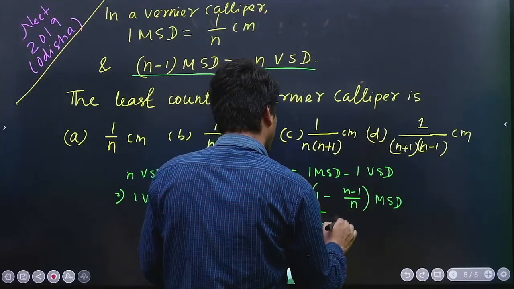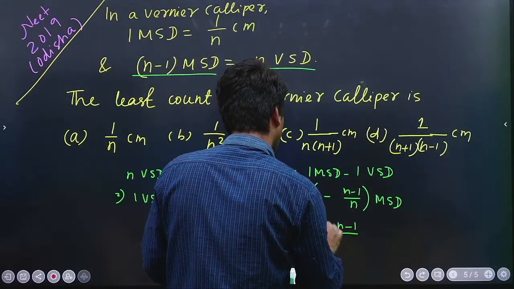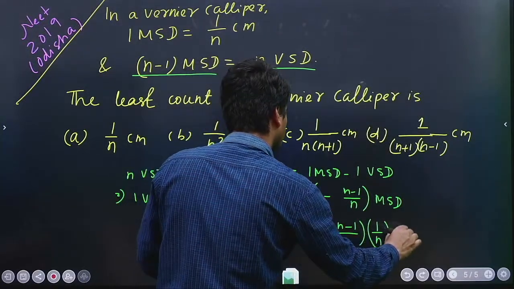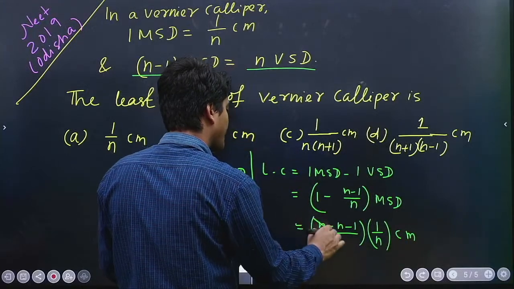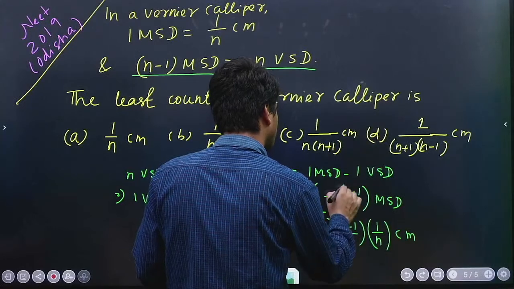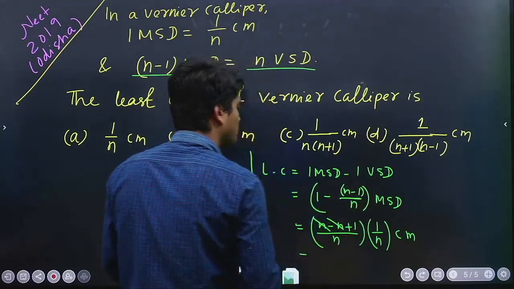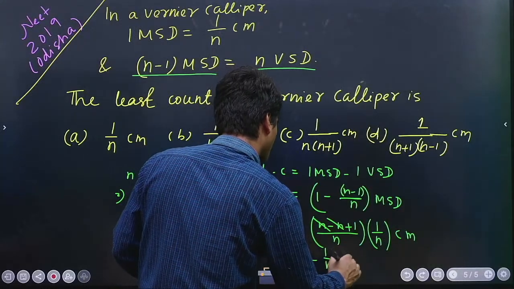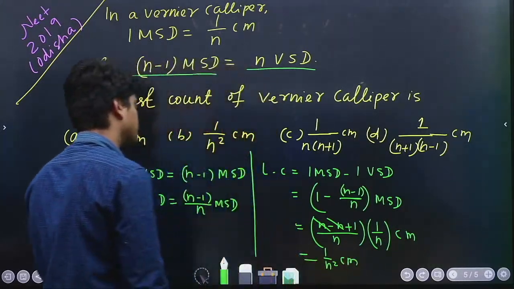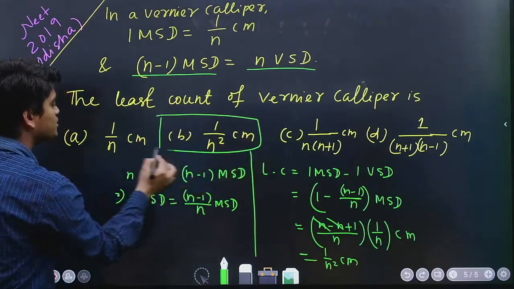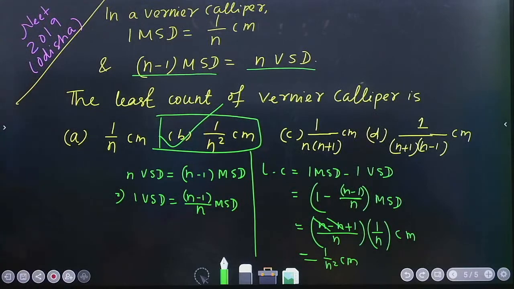N minus 1 by n. MSD is 1 by n centimeter, I am substituting 1 MSD. N cancel. Okay, and here it will be plus, because one bracket will be there. Now check here, it will become 1 by n square centimeter. 1 by n square centimeter means it is your option B. Option B is the correct answer. Yes or no?